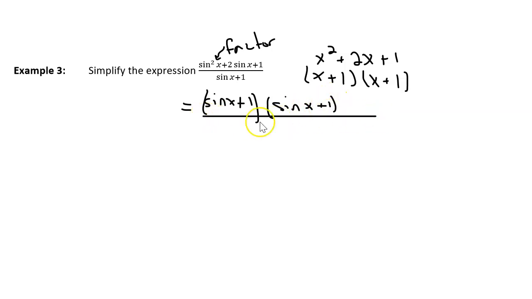And our denominator was sine x plus 1. So one of these factors cancels. And our simplified expression for example 3 is sine x plus 1.